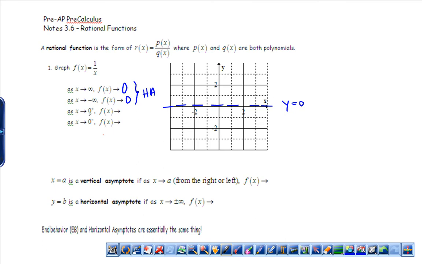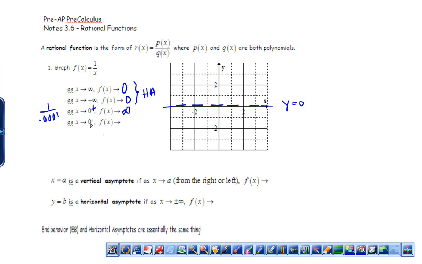As x approaches 0 from the positive direction, what does your function approach? So what I would do is plug in a number like 0.0001. What happens to this number is that 1 over 0.0001 is going to get really big. It's going to go towards infinity.